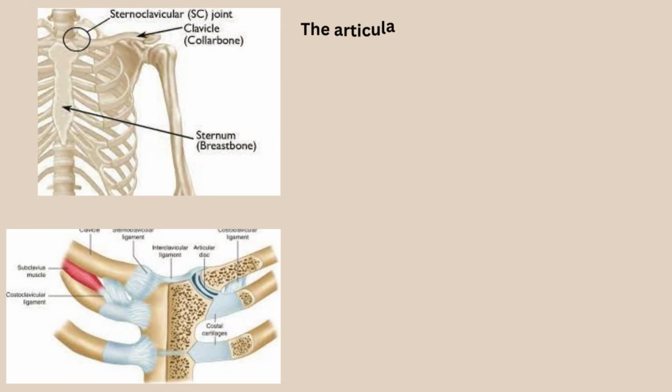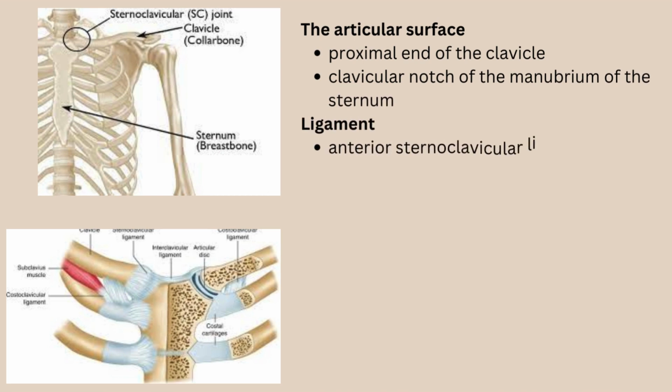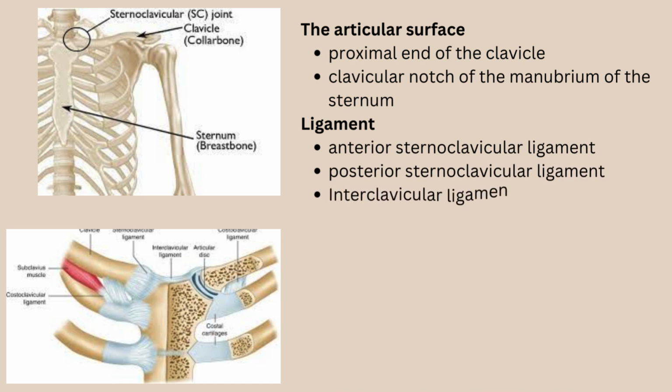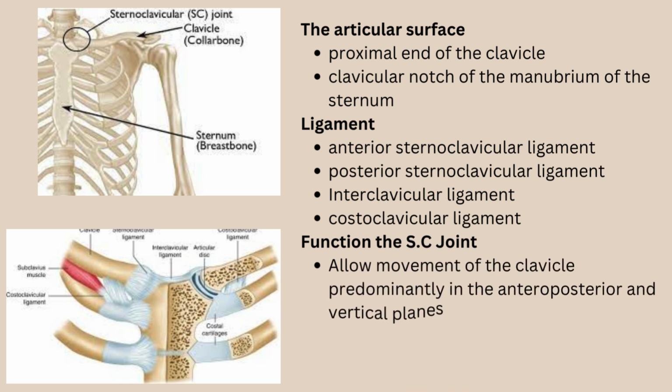The SC joint is formed by the medial end of the clavicle and the shallow, concave facet on the upper part of the sternum, known as the clavicular notch. The articular surfaces of the clavicle and sternum are covered with hyaline cartilage to reduce friction and absorb shock during movement. Ligaments. Several ligaments support and stabilize the sternoclavicular joint.